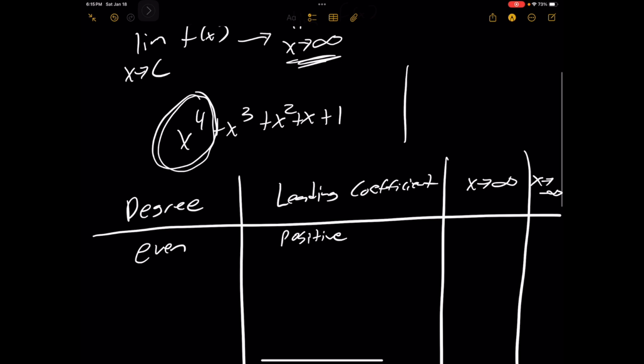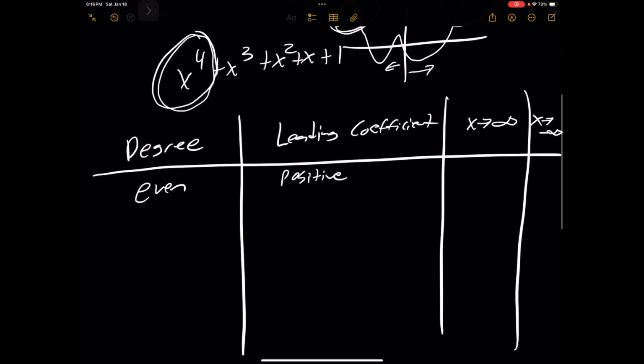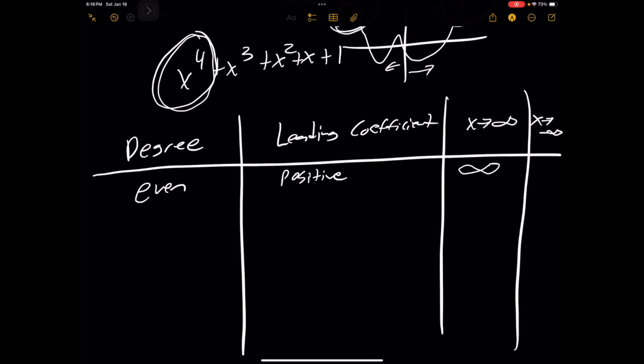Because a fourth order polynomial looks something like this, where we might have a couple bumps. It looks kind of like a W sometimes. A fourth order polynomial, as we go towards positive infinity, is always going towards positive infinity. And as we go towards negative infinity, it's also going towards positive infinity. And so no matter what, if our leading coefficient's positive and our degree is even, our limit as x approaches infinity is going to be infinity. Our limit as x approaches negative infinity is going to be also positive infinity.